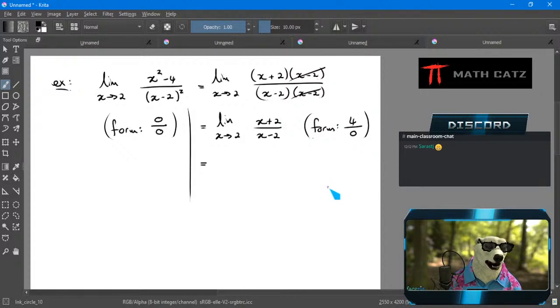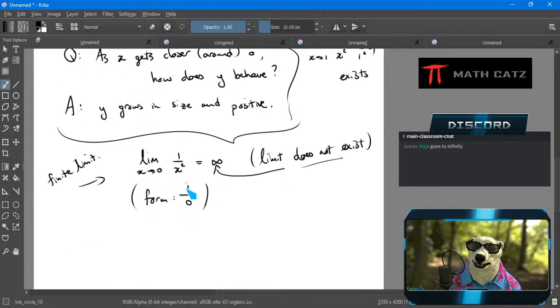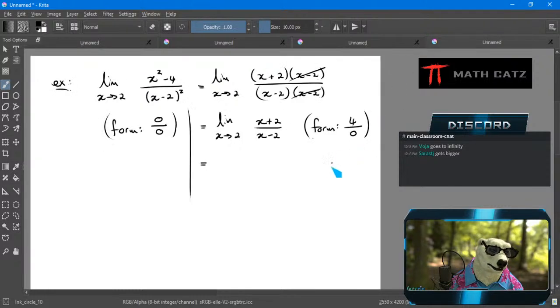What happens to the whole thing? We've done this before. Come on. It was up here somewhere. It's the same as this guy. It blows up. It gets bigger. Now, sometimes I will say it depends on other things, that this could be a positive or negative infinity. I don't want to necessarily commit right now. The point is the size blows up.